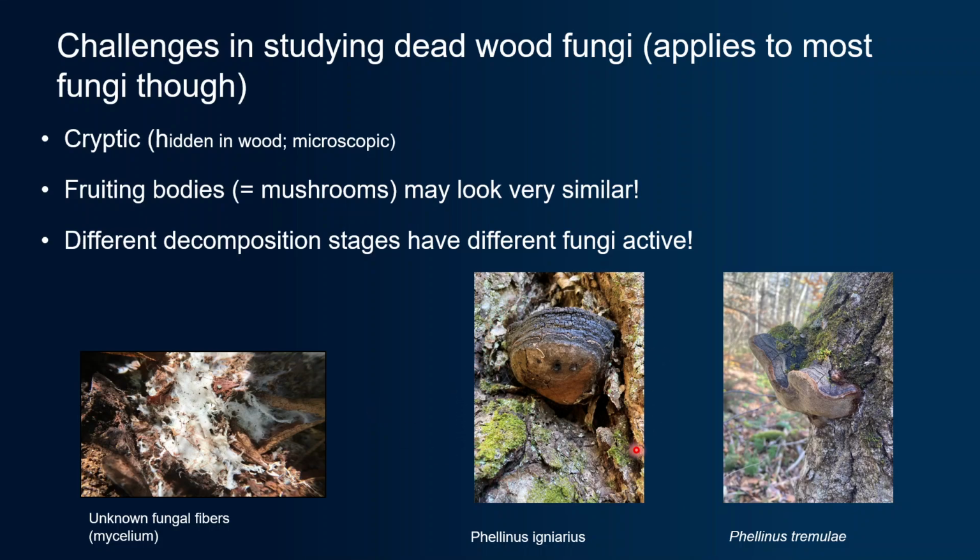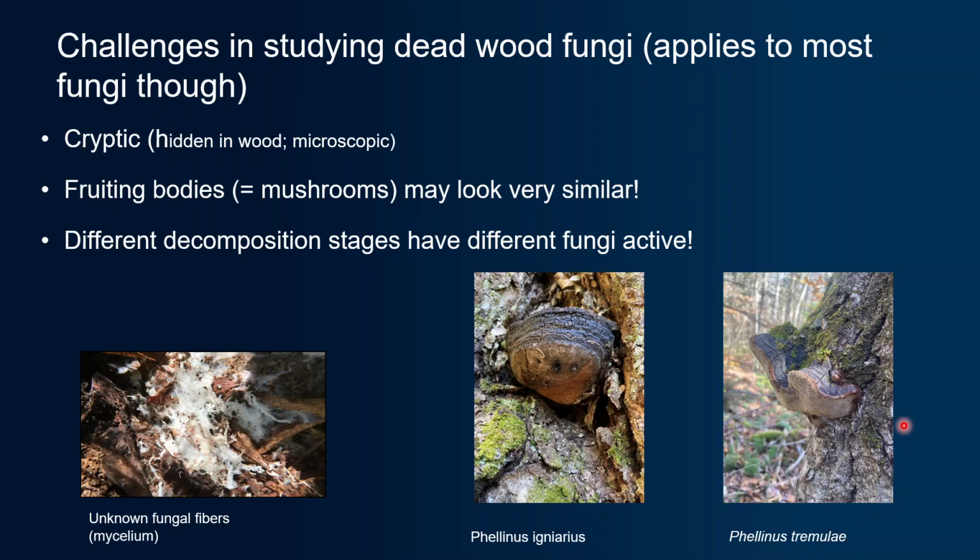Many different species of deadwood fungi would have very similar fruiting bodies. So imagine that this mycelium actually packed and grew into a fruiting body. So this is Phellinus igniarius and this is Phellinus tremulae. Those are Latin names for the species we work with, and they look very similar. If you're not a specialist, you may actually make a mistake and think that one is the other. Again, we would need the DNA analysis to confirm what they are.